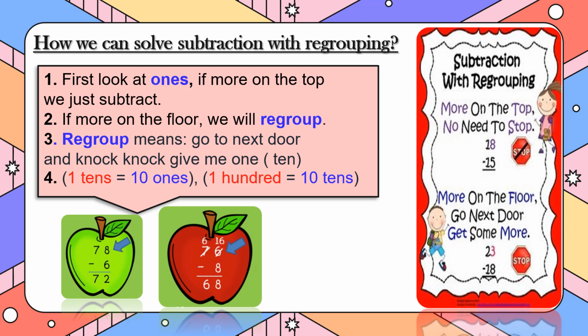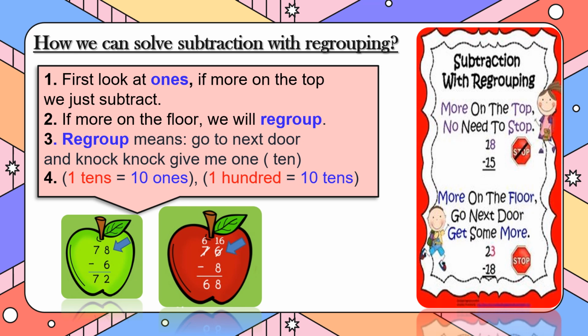Next example, 76 minus 8. Let's start with ones. 6 minus 8. Do we have more on the top? No, we have more on the floor. Go to the next door and knock, knock, knock. Can you give me one, please? Let's go to the tens door, 7. 7, please. Can you give me one, please? Yes, of course. So 7 will be 6.